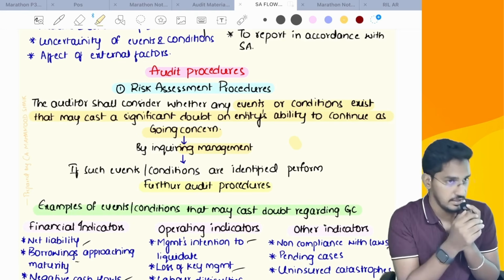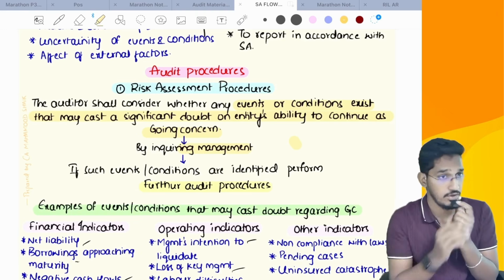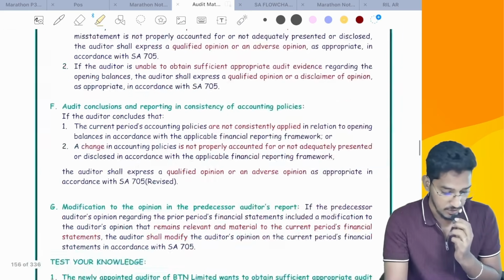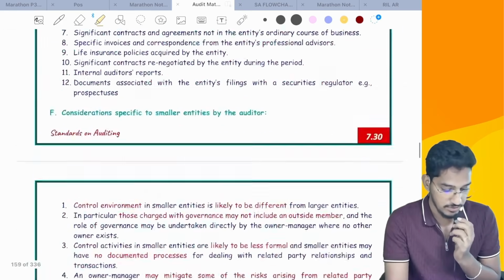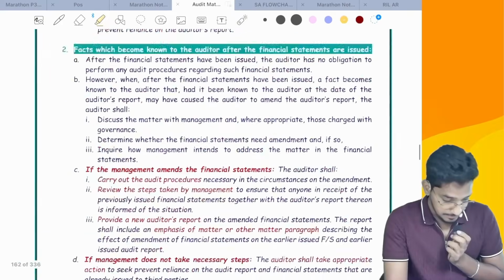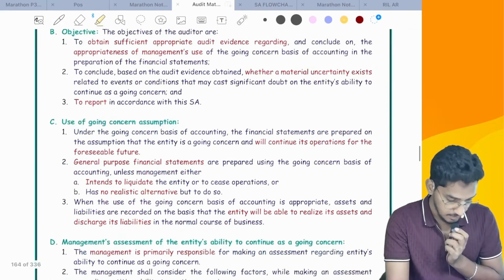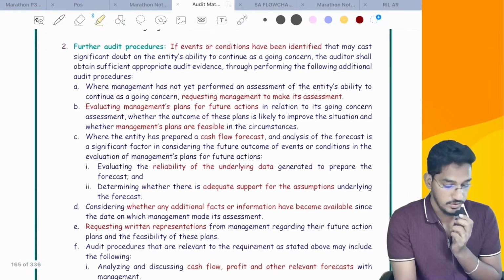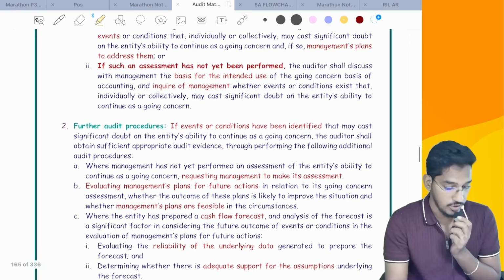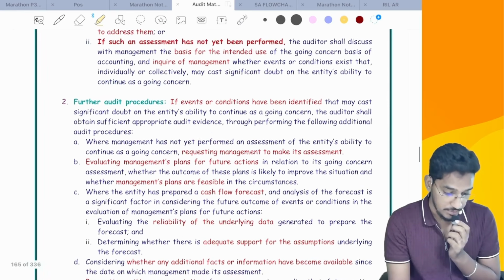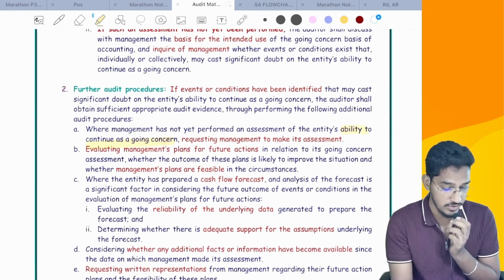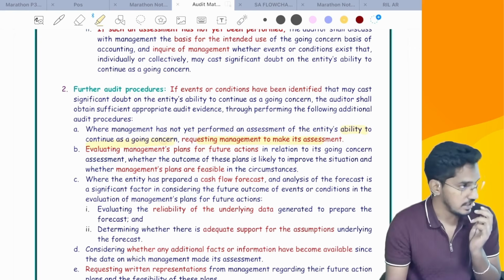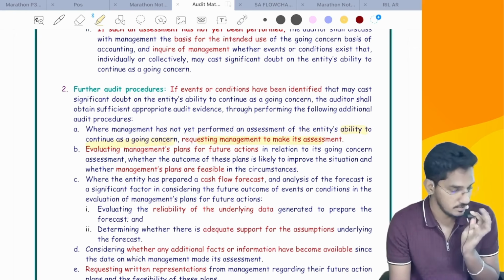In case you came to know about any of these events or conditions which created a doubt regarding going concern, then you need to perform further audit procedures. Sir, what further audit procedures do I have to perform? The list is given here. Where management has not yet performed an assessment of the entity's ability to continue as a going concern, go and request the management to make its assessment now. Ask them, sir, why have you not done the assessment? Please do the assessment now.